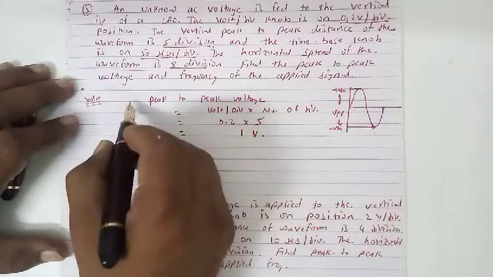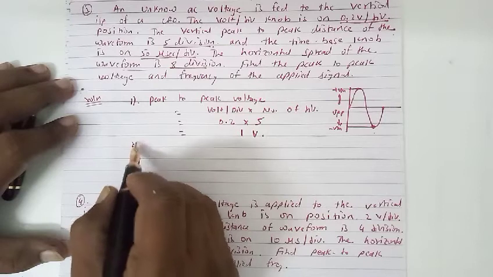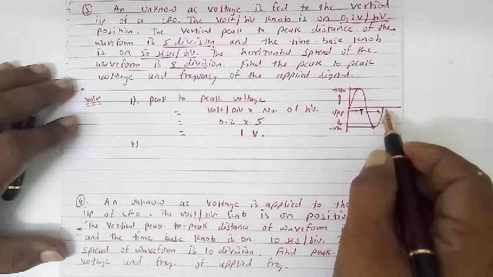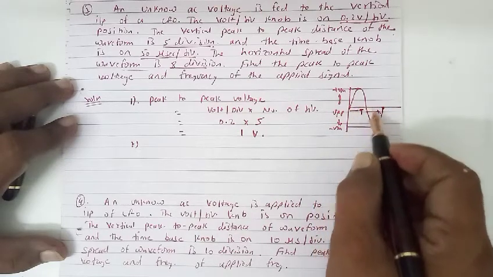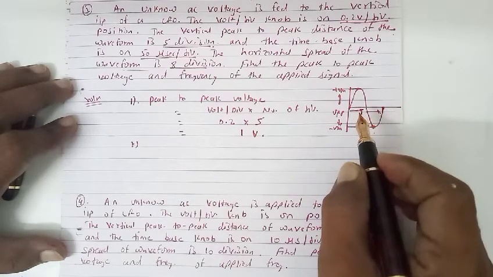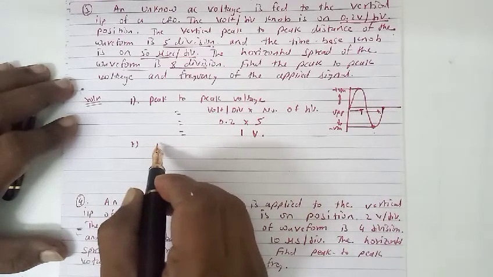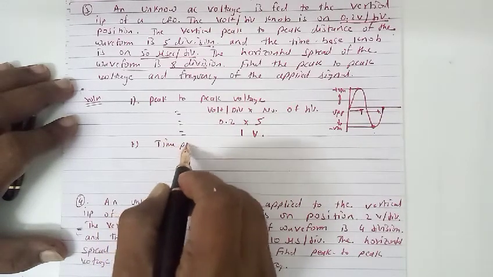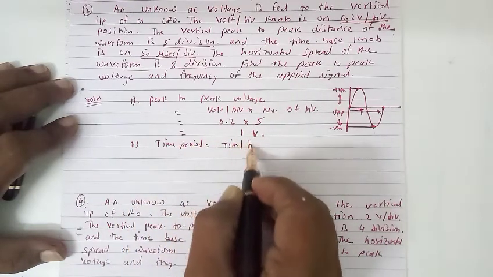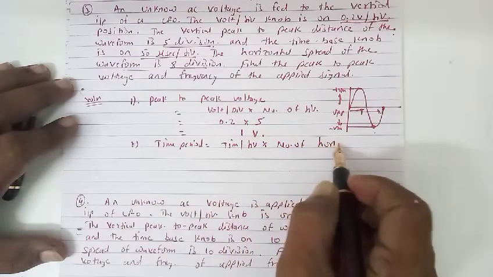Next, the time period. This is the time which you will be getting. So from here to here, first we have to mark the number of divisions present on this particular CRT screen, and what the knob position is at which you are getting the waves. Okay, so here the time period is equal to time per division multiplied by the number of horizontal divisions.